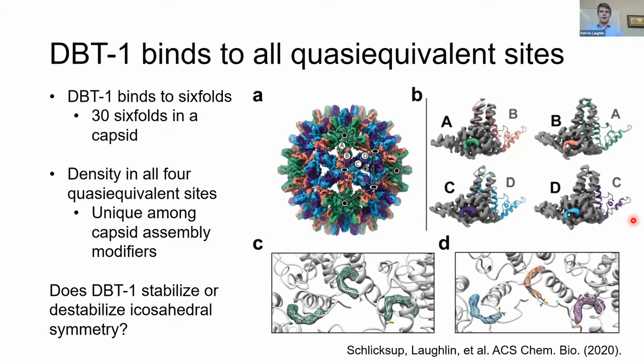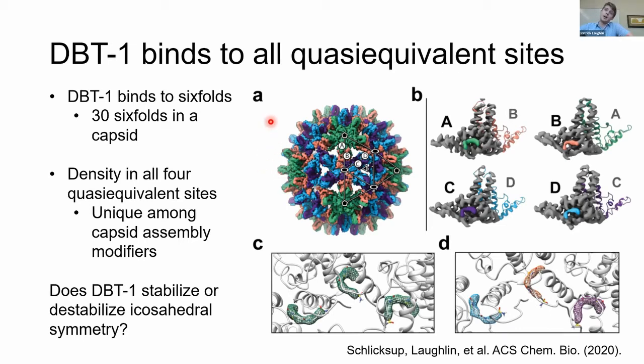But we were also interested in understanding the effect of DBT1 on preformed capsids. And so we know that hepatitis B forms a T equals 4 capsid, which is going to have 30 six-fold axes of symmetry, and we know that DBT1 binds to six-folds. And so we used a form of hepatitis B core protein that forms cross-links that make the capsid resistant to disassembly. And then we incubated these capsids with the drug.